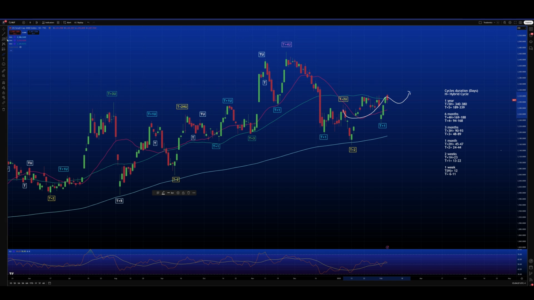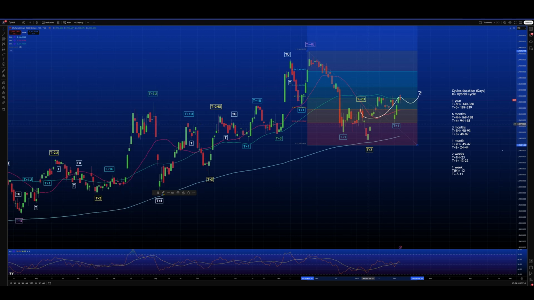Actually, if we drag a Fibonacci retracement, the target I would expect end of next week or in the next 2 weeks, because we still have time to have a T plus 2, is at 2,350 as the first target, and the second target is 2,402. Okay, so that is the situation I have on Russell.